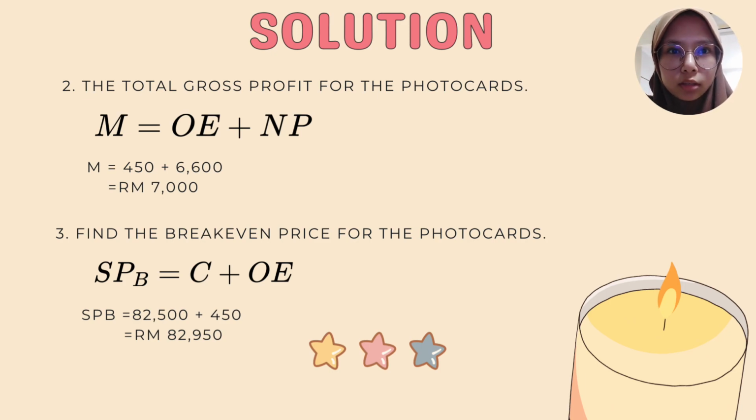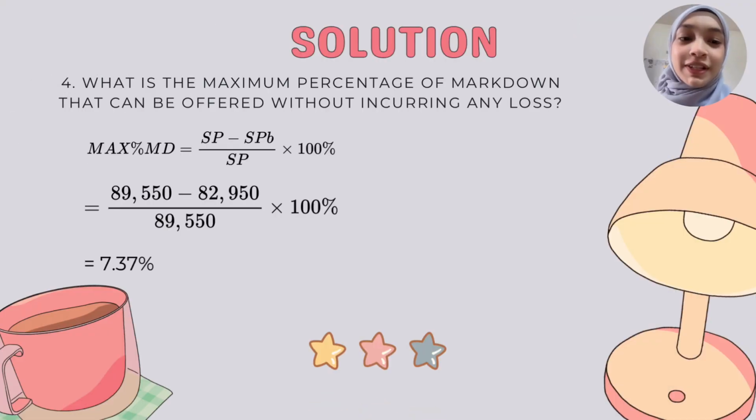For question number 3, we need to find the break-even price for the photo card. To find the break-even price, we need to use the formula SPB equals C plus OE. So SPB is equal to 82,500 plus 450, and we will get 82,950 ringgit. So let's move on to our last question.